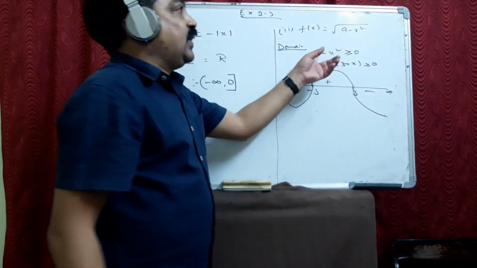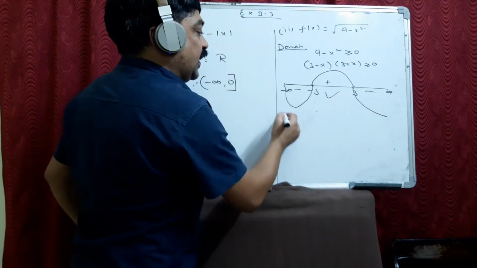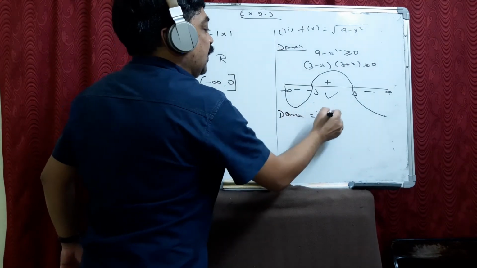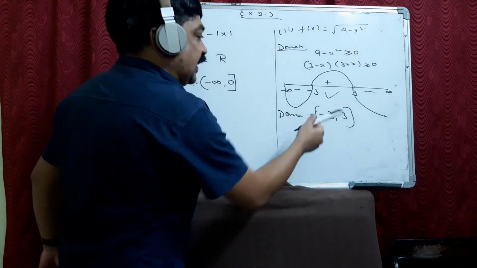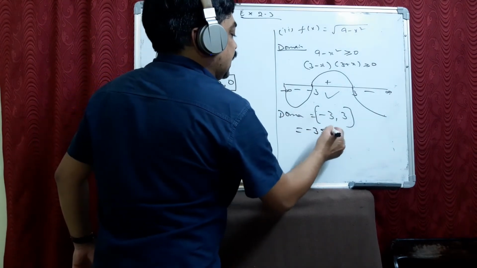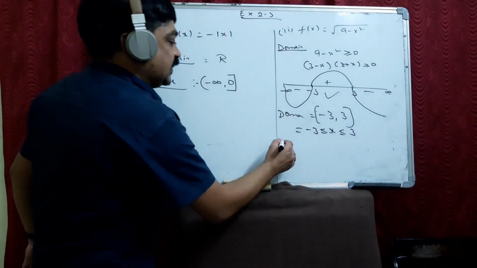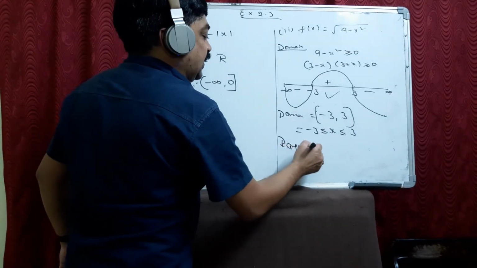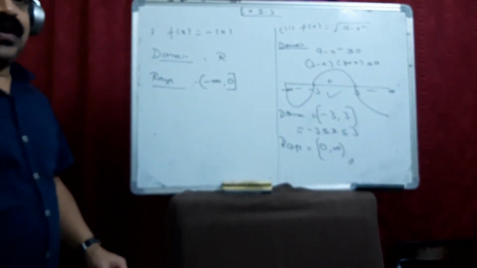So for this function to exist, since it is in square root, it should be positive. So what is our domain? The domain will be minus 3 to 3, closed interval, because 0 can also exist. You can write this also like minus 3 less than or equal to x less than or equal to 3. And what is the range? By default, you can write range as 0 to infinity when you find a square root. Okay?